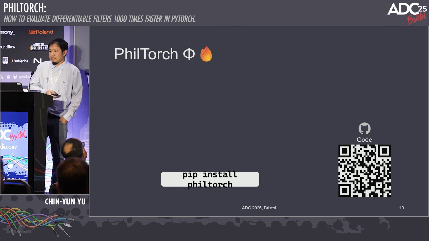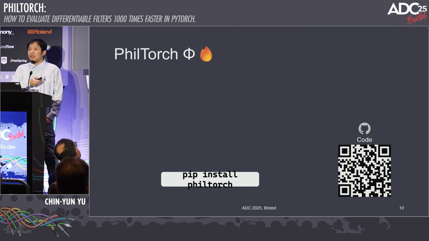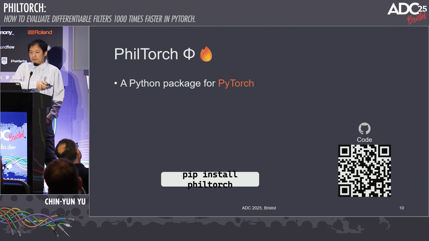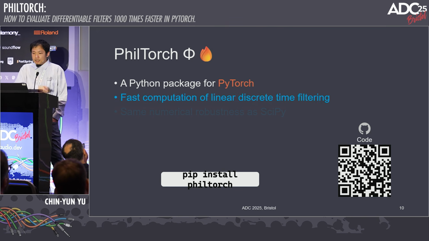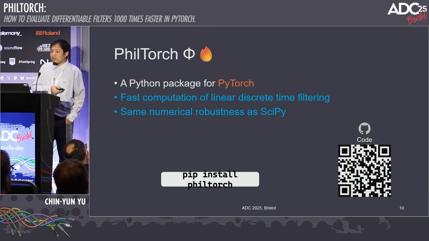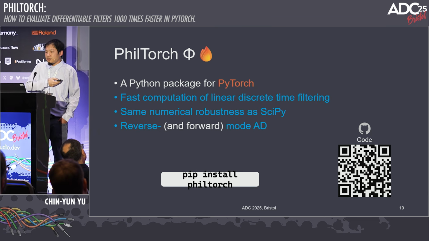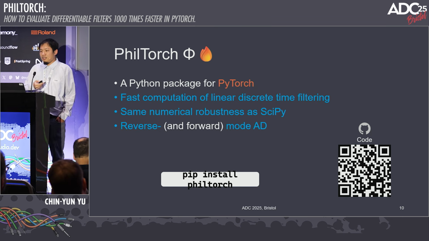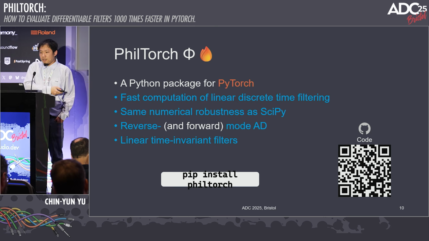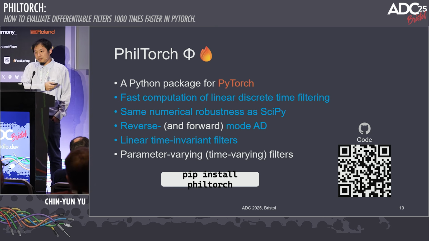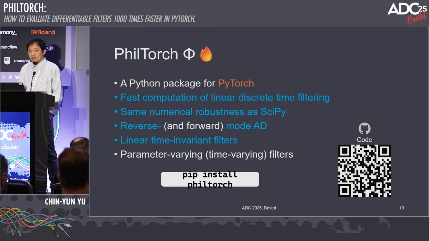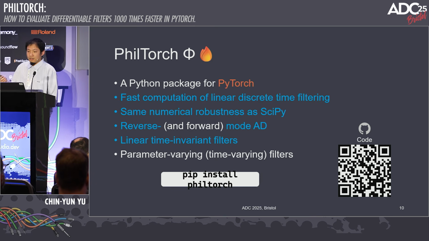So to solve this slow computation issue, I made PhilTorch. It is a Python package for PyTorch. It features fast computation of linear filtering, the numerical robustness of SciPy, support for both reverse mode and forward mode automatic differentiation, all the LTI filters, and also support for time varying filters as well, which is quite important if you want to learn the modulation and automation in a DAW.